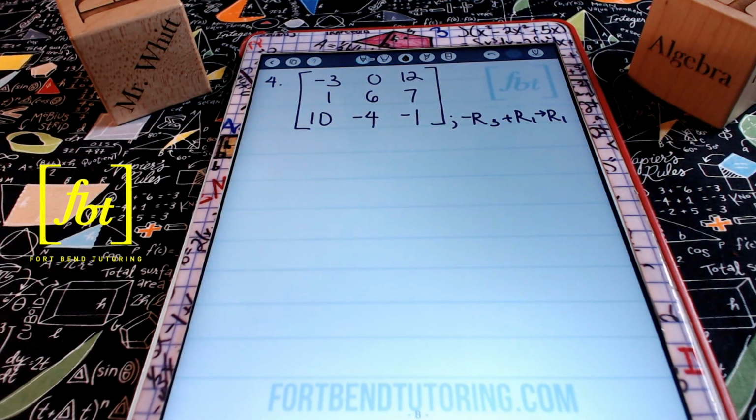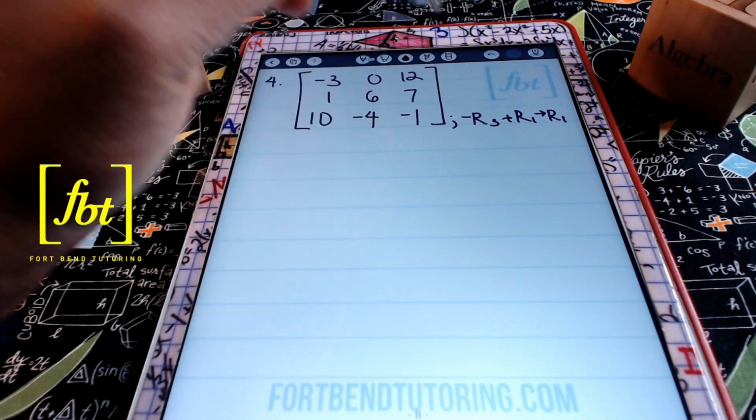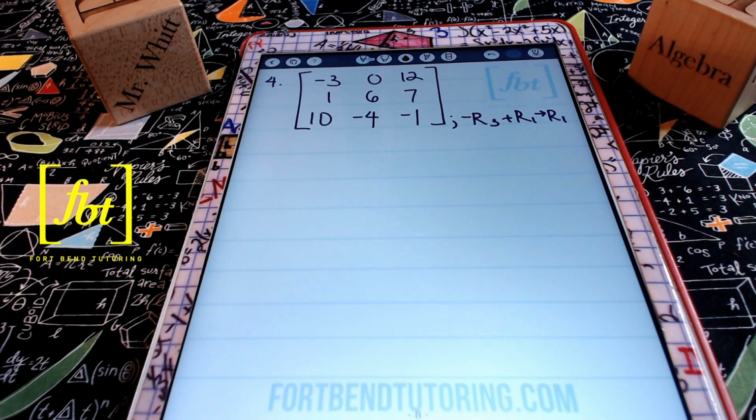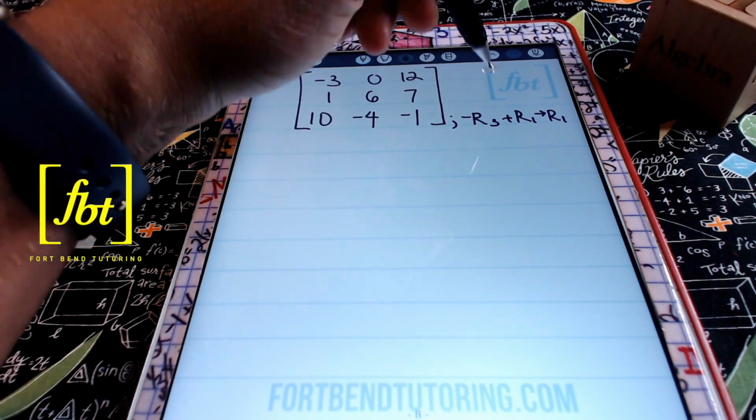In problem number 4, we have a 3 by 3 matrix, and our rule that they're asking for is, oh, I'm sorry, I don't like this 3. Hello.